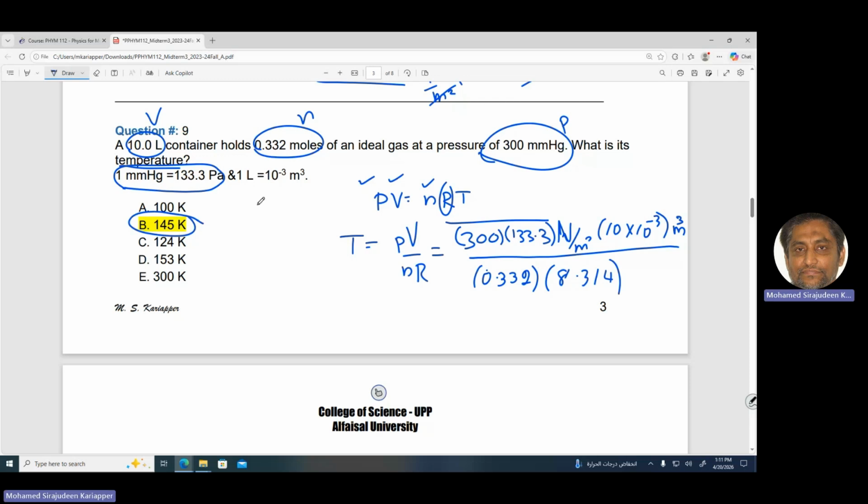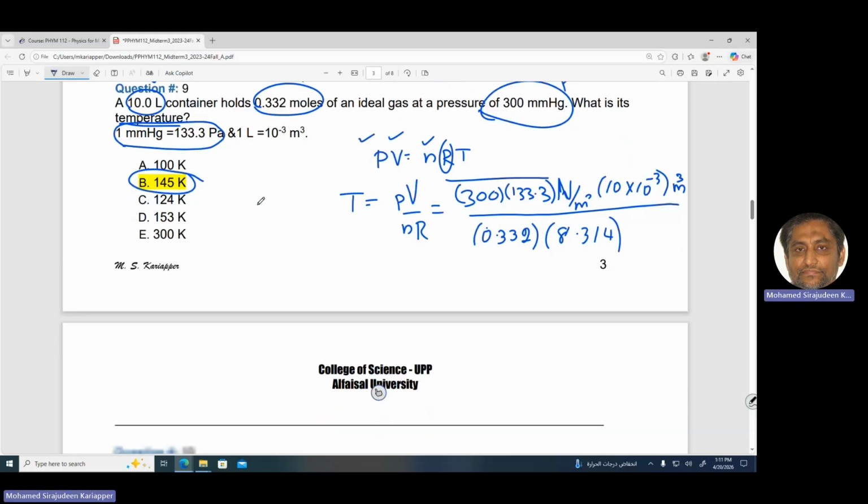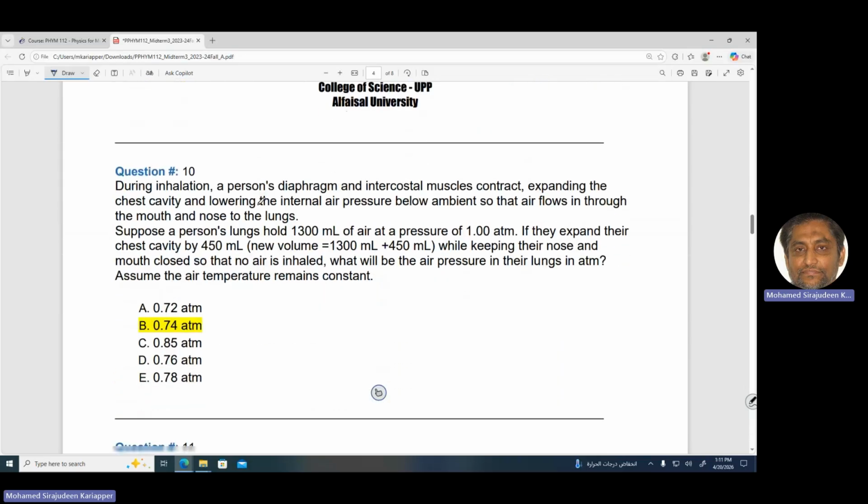It says just put it in your calculator and do it. I believe you all know how to use your calculator, right?